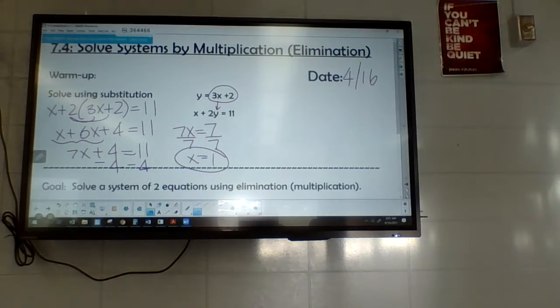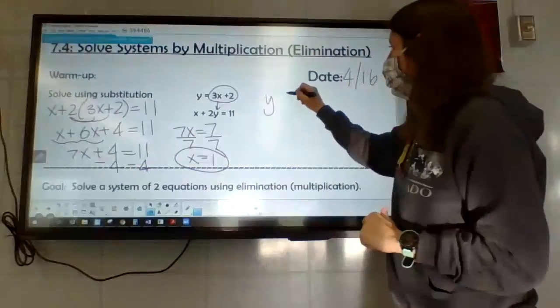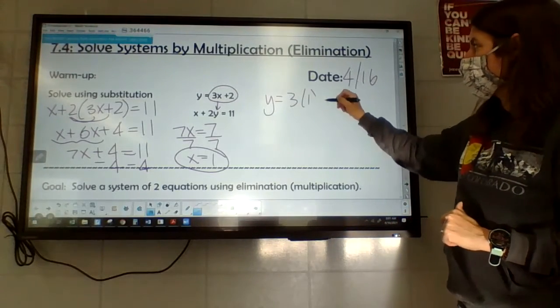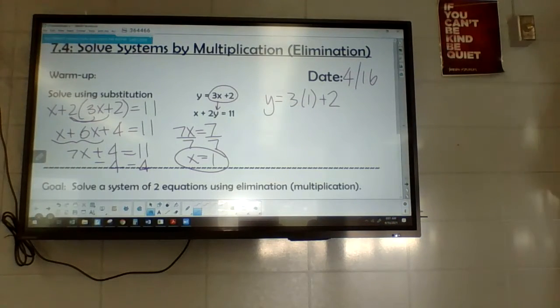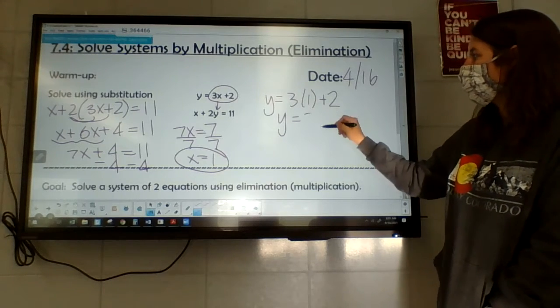Once I know what x is, I can substitute that back in to find our y value. So put the x back in. I like putting it back into the equation that I used to substitute to begin with. So 3 times 1 is 3 plus 2 gives us 5.